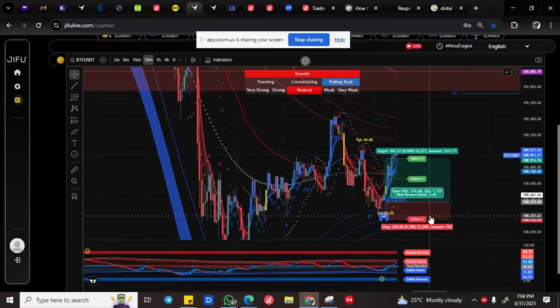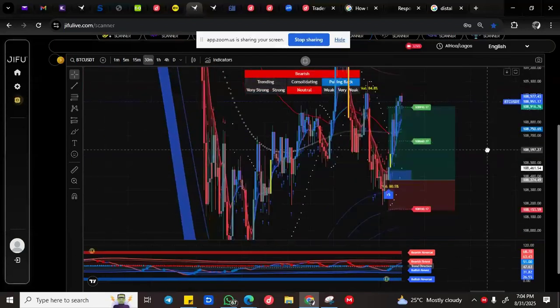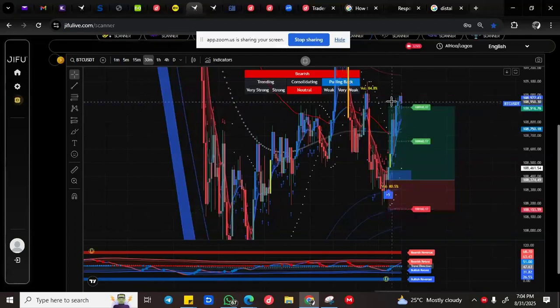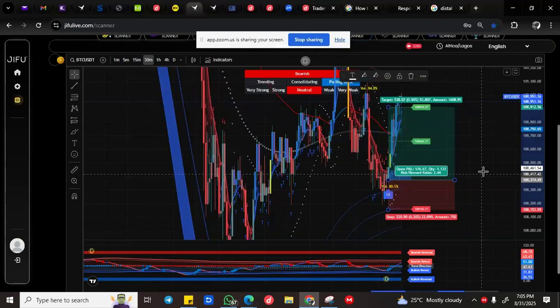Okay, now this is 1 to 2.45 already. 1 to 2.55. So it means that if you're risking 1%, you're getting almost 3% if it gets to exit 2. Now exit 1 is 1 to 1. You're getting whatever it is you're risking on TP1. On TP2, you're getting 1 to 2.45.